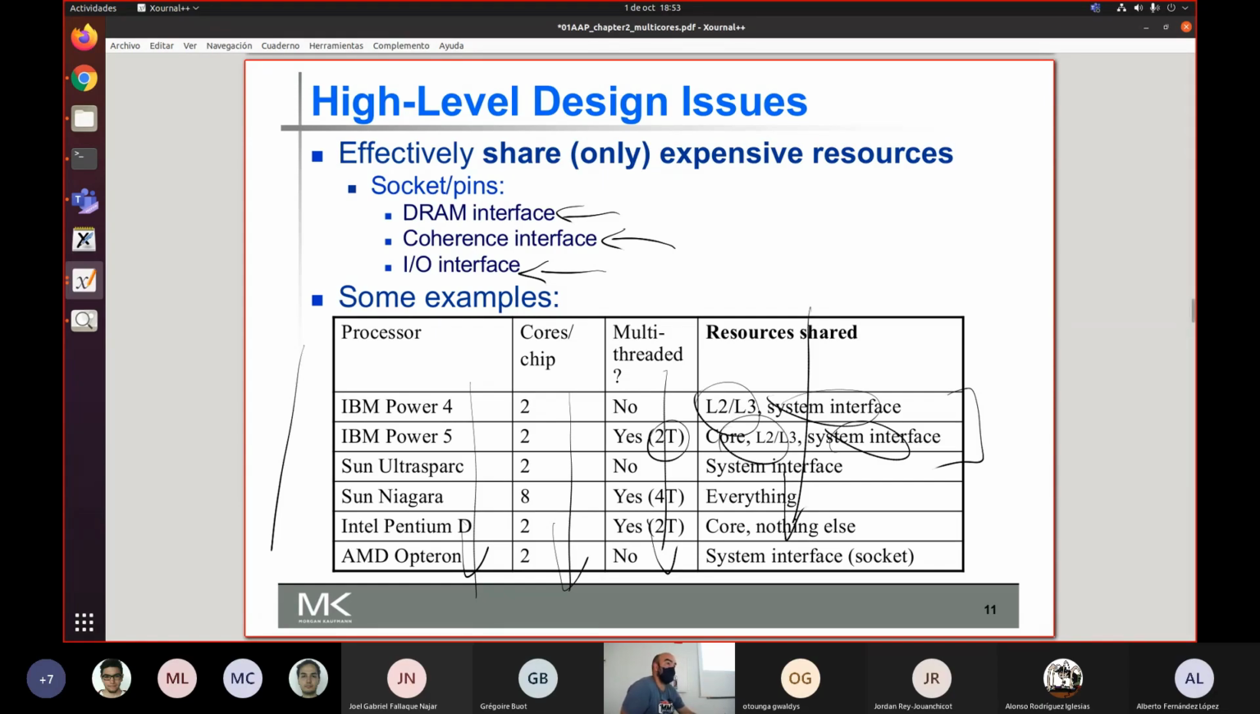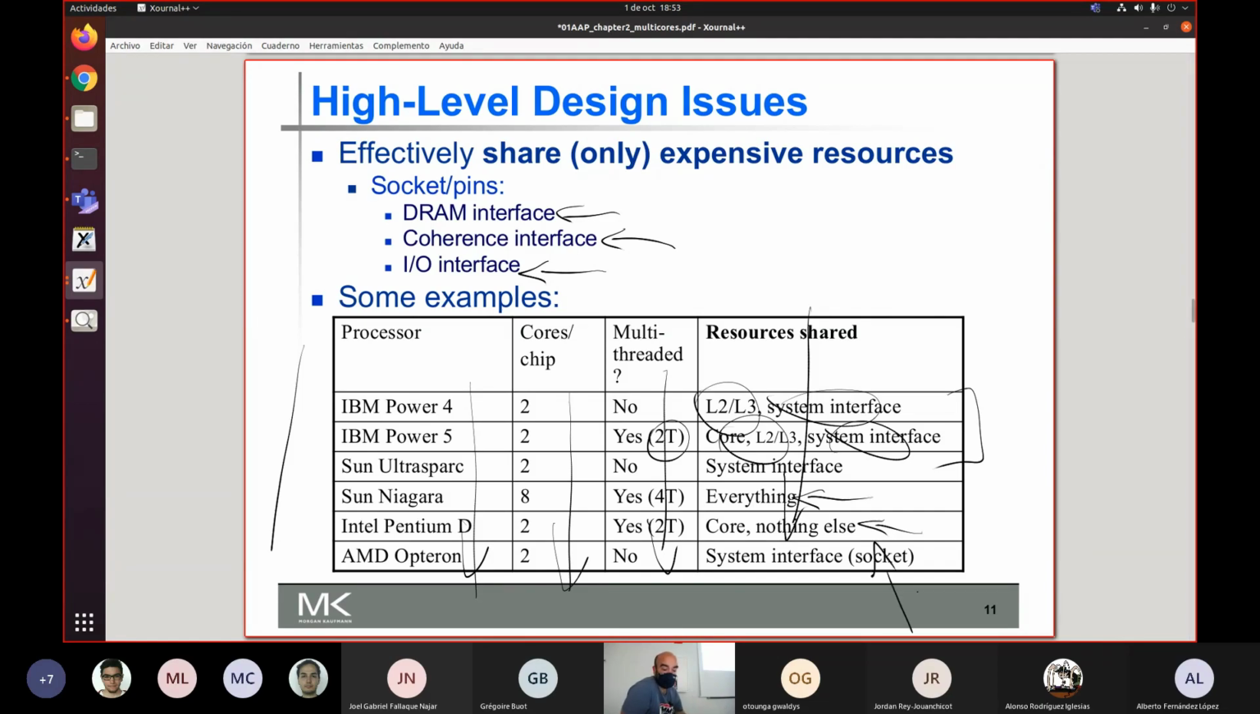In Niagara, they share everything. And we already talked about this approach. Every resource is shared among different cores. In Pentium D, they share the core because there is a core and nothing else. And the Opteron just shares the system interface. Everything else is private to each core.